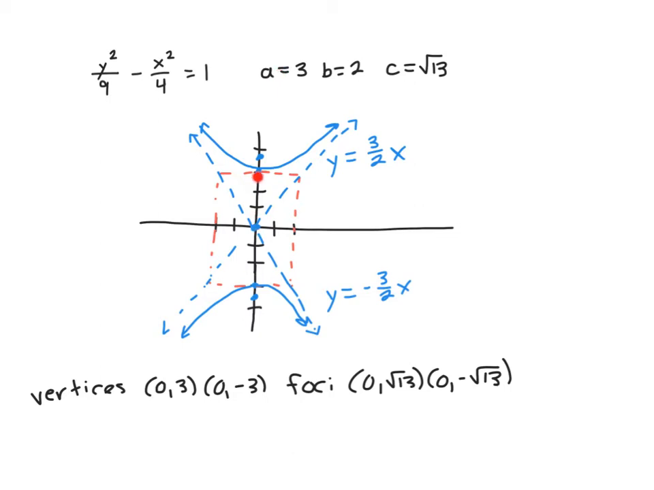I know that a is 3 and b is 2, so you can also create that guideline rectangle by going up 3, down 3, right 2, left 2. And I know that the c value is root 13, which will fall between 3 and 4. So you should always at least plot it between the correct two integers. And from here we can also find the coordinates of our vertices and our foci.